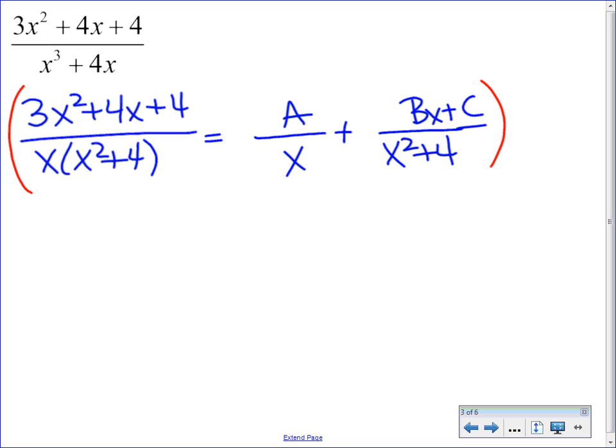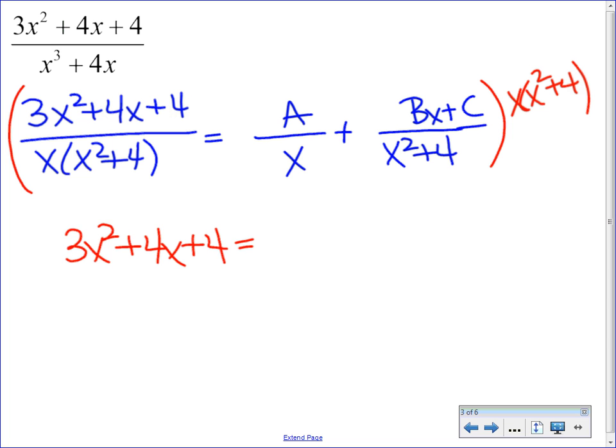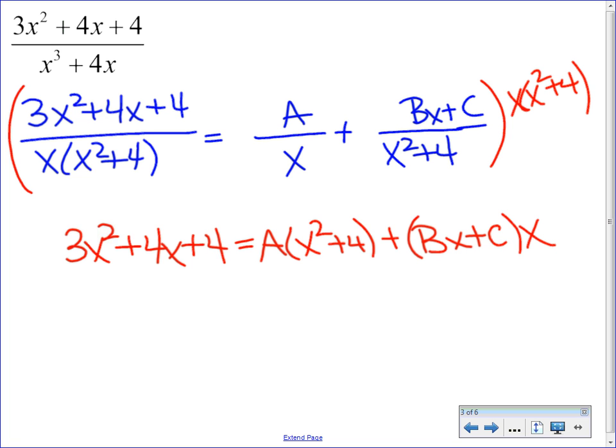Okay. We're going to multiply by what? The bottom. x times x squared plus 4. Everything cancels out on the left. So we have 3x squared plus 4x plus 4. The x's cancel here, and a is left to be multiplied by x squared plus 4. And then here our x squared plus 4's cancel, and so bx plus c, the entire quantity, is left multiplied by x. Make sure those parentheses get in there when you have a linear numerator.